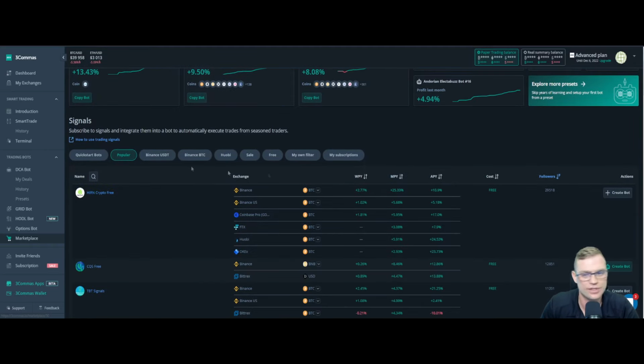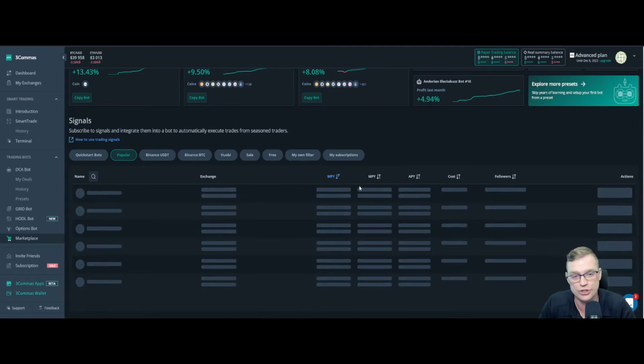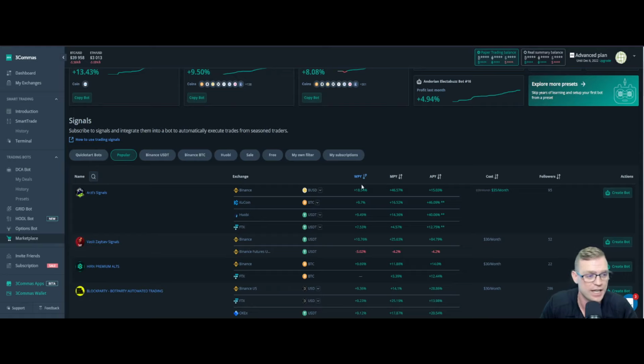So there's no shortage of these bots when it comes to the marketplace, guys. But let's take a look, for instance, at how much these bots are actually returning. You can evaluate this using the marketplace via the monthly percentage yield, weekly percentage yield, and annual percentage yield as well. Say we want to see what's making the top weekly percentage yield when it comes to these subscription services in this marketplace. We can see that with Arts Signals using the Binance exchange and BUSD as a pair, the weekly percentage yield is 18.54%. Monthly percentage yield is 46.57%, and the APY, annual percentage yield, is 15.03%.